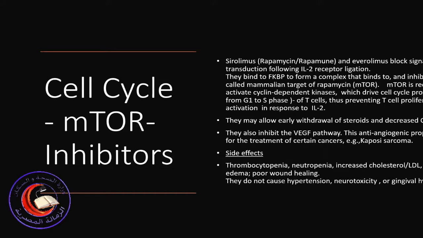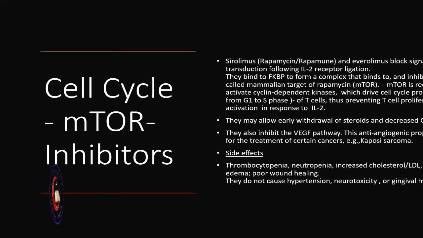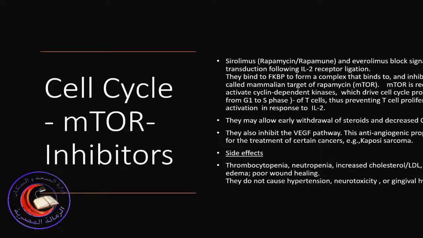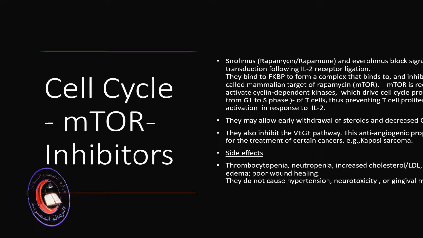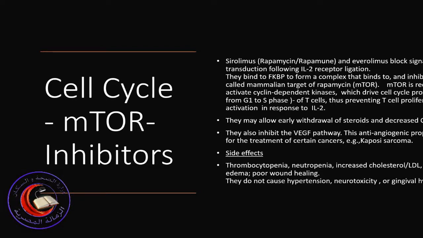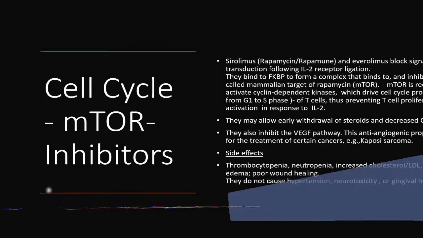A kinase, as we said, is an enzyme that adds a phosphate group to its substrate, giving it an energy-rich bond that, when split, can provide enough high energy to start a chemical reaction. mTOR is required to activate cyclin-dependent kinases, which drive cell cycle progression. During mitosis, the cell enters different phases from G1 to S phase. The S phase is the synthesis of DNA to produce twice the amount so that there will be enough DNA to share between the two daughter cells.